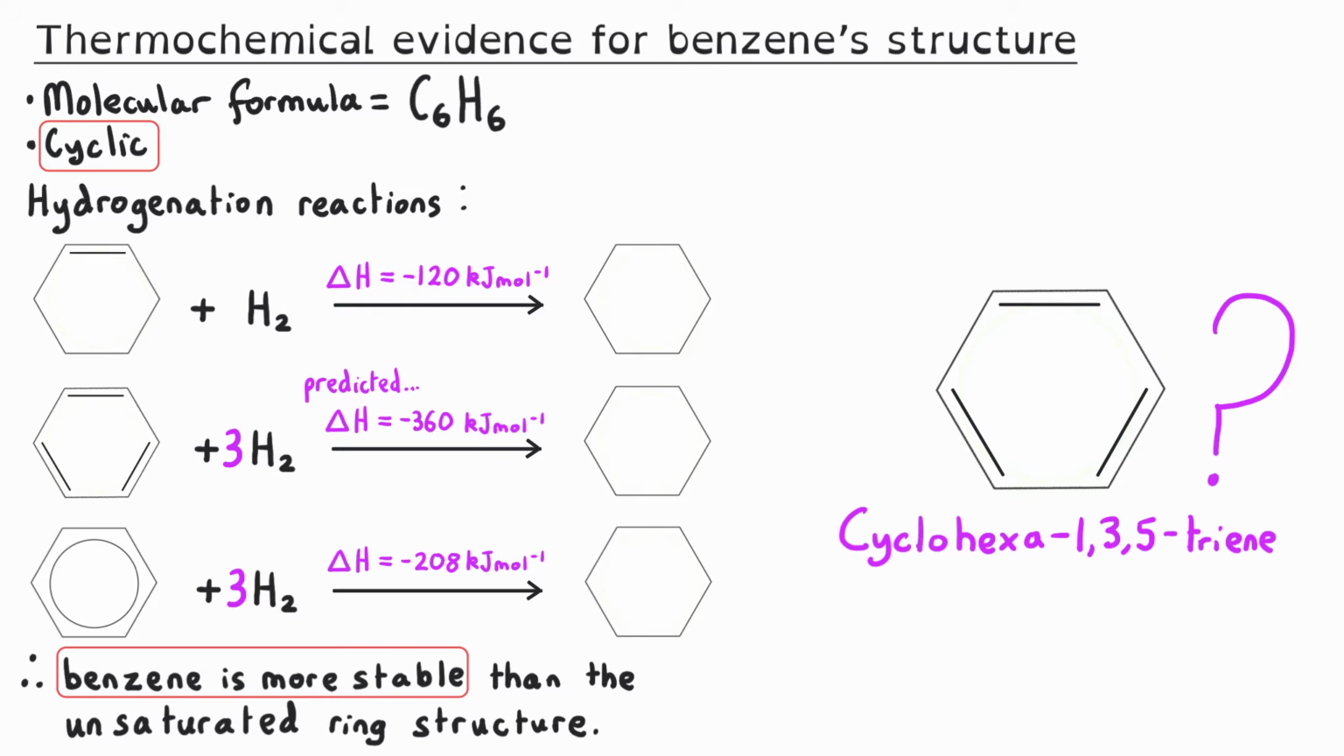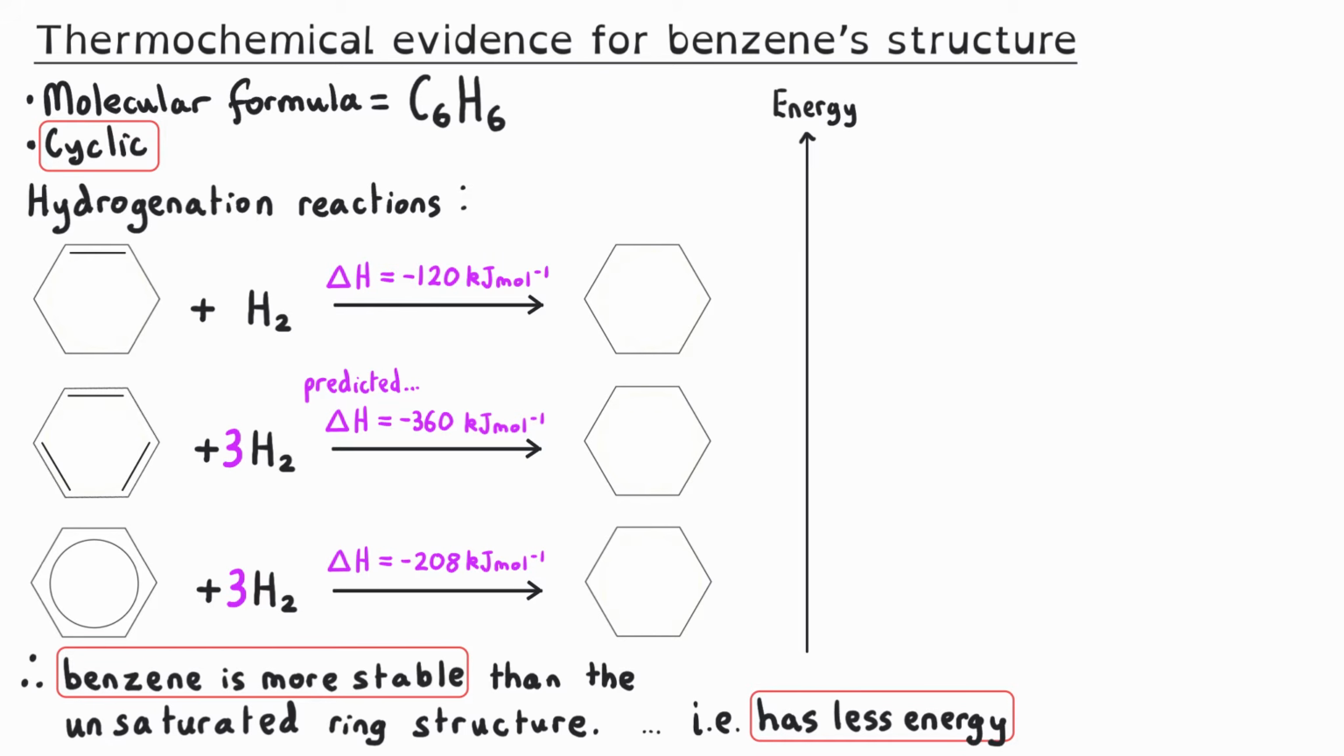But what do we mean by more stable? Well, generally, things are more stable because they have less energy. So the conclusion of the hydrogenation reactions could be simplified down to say that benzene has less energy than we were expecting it to have. And you can show this in a different way by showing reaction profiles for these hydrogenation reactions.